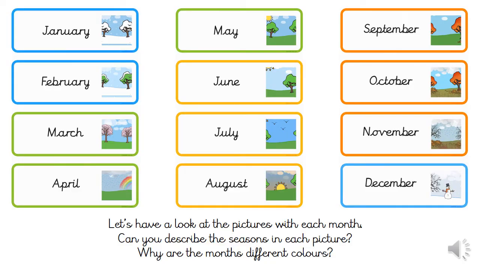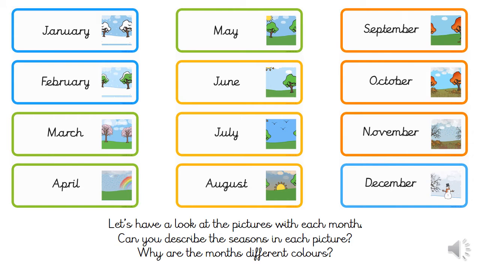So let's have a look at the pictures that go with each month, and can we describe the seasons? So let's have a look at the first one, and that says January. January. So what can you see in the picture? I can see it's snowing, the sky is blue, and what's happened to the trees? Yes, the trees are covered in snow, aren't they? So in January, it's winter.